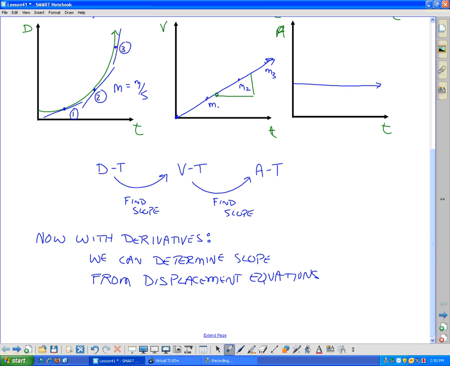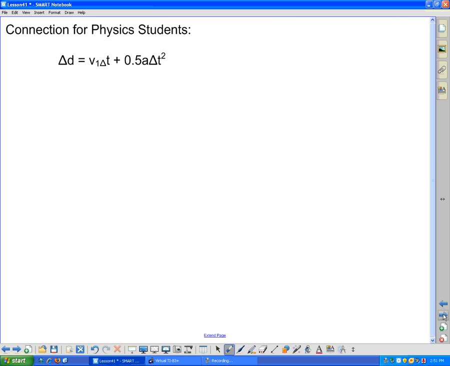So we don't need the graphs anymore. We don't need to find tangents anymore. We can go ahead and just find exactly that. We can find the slope. So this is for the people that took physics. For the people that didn't take physics, don't panic on this slide. Just follow along. Hopefully people who took physics will recognize this as one of our physics formulas.